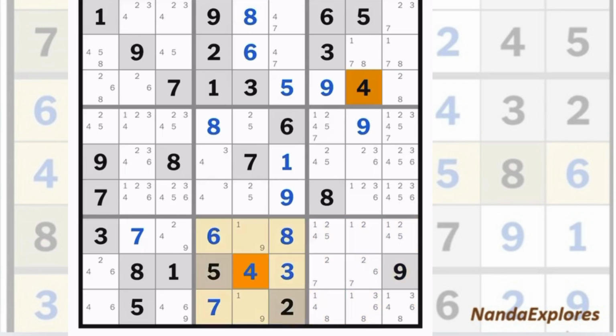So now a little bit of cleaning again. 4 is already there, so we remove 4 from here. So this row will have 2, 7, 2, 6, 7. Okay.